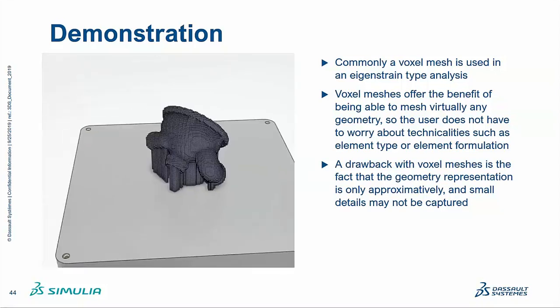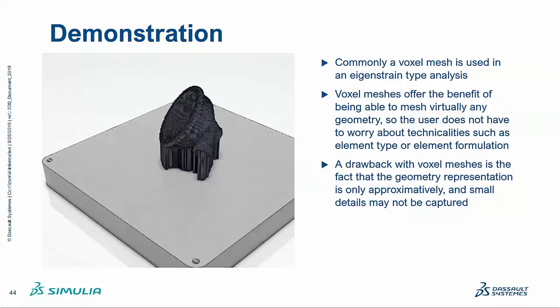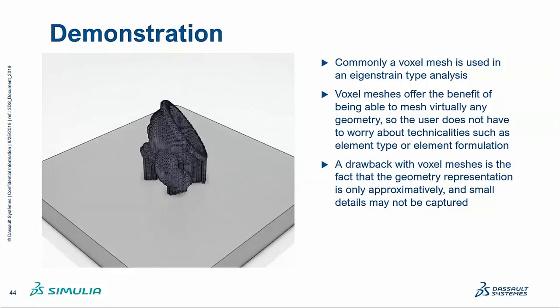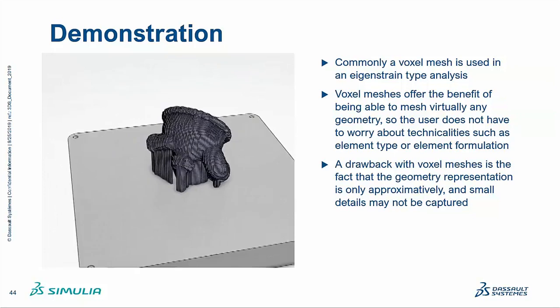For example, the circular, rounded, non-planar structure is not captured accurately, and the support structures are not captured very well. But for an approximative analysis, which this eigenstrain approach is, it is good enough.